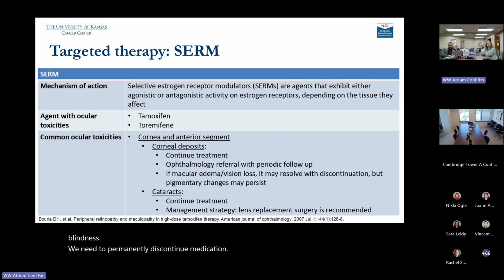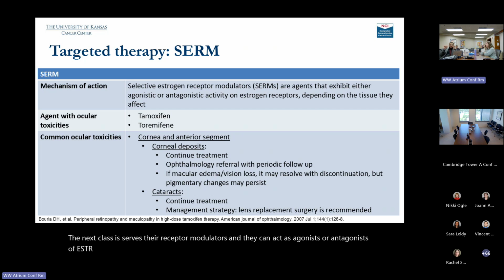The next class is SERMs. They're selective estrogen receptor modulators, and they can act as agonists or antagonists of estrogen receptors based on which tissue they are working on, like tamoxifen. Corneal deposit happens in this class, and the incidence is less than 1%.